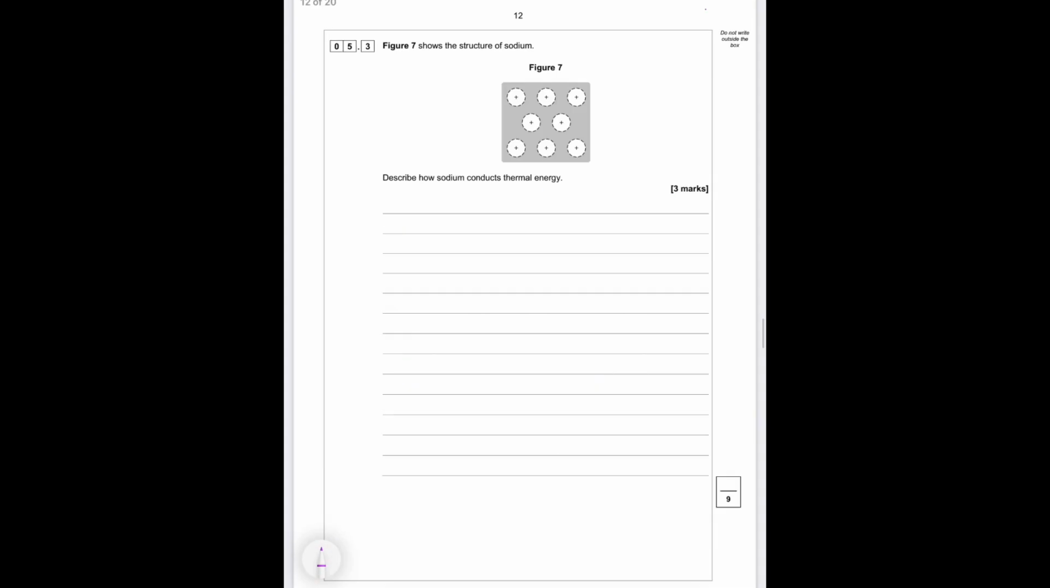In this next question, we have the structure of sodium, which is a metal. So we have the positive ions, and they'll be surrounded by the outer electrons from the outer electron shells. And the question says, describe how sodium conducts thermal energy. So firstly, we have to recognise that the outer electrons from the outer electron shells which overlap are free to move. And because they're free to move, they're able to transfer energy throughout the structure.